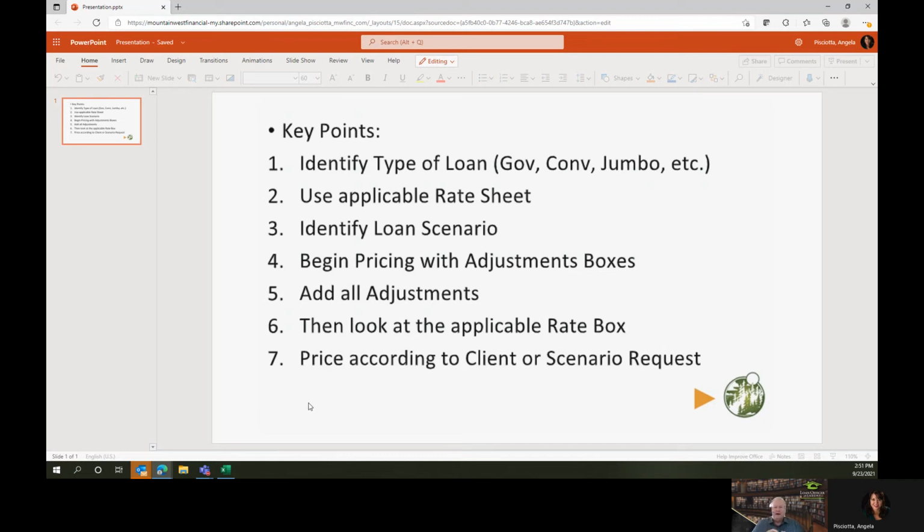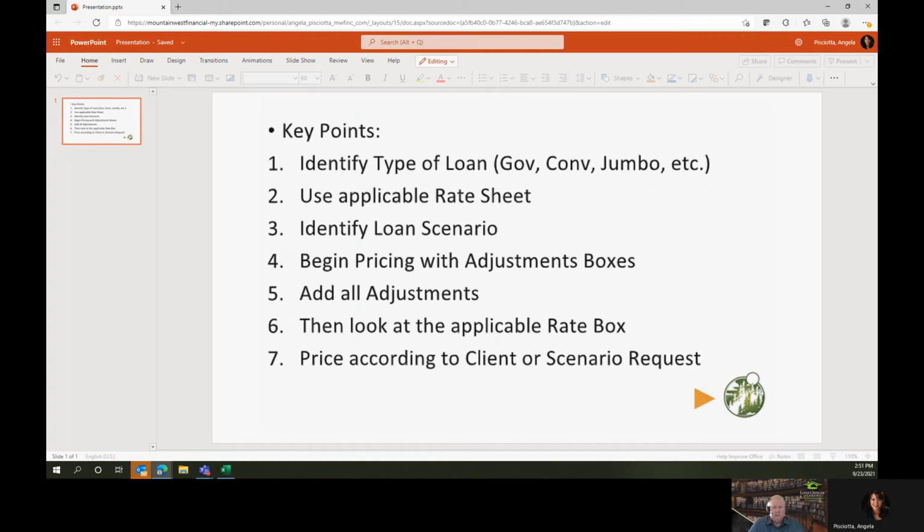Number one, identify what type of loan I am doing. When I say government, that means FHA or VA. Or is it conventional, or is it jumbo? I didn't show you the jumbo rate sheet. We don't have any jumbo scenarios throughout the course, but just know jumbo is over and above conventional and high conforming loan limits. Okay, that's number one.